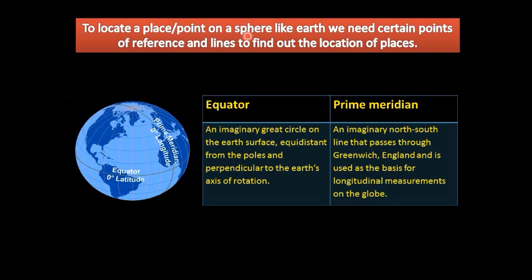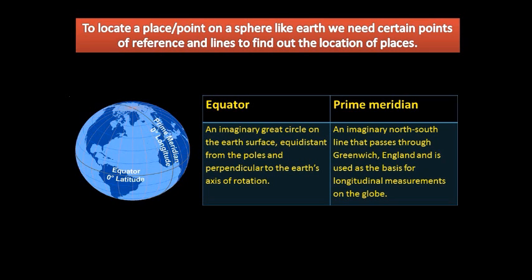To locate a place or point on a sphere like Earth, we need certain points of reference and lines to find out the location of places. Some of the important reference lines are the equator and the prime meridian. So what does equator mean? It is an imaginary great circle on the Earth's surface, equidistant from the poles and perpendicular to the Earth's axis of rotation. It is the largest circle on the surface of the Earth. It divides Earth into two equal hemispheres, the northern hemisphere and the southern hemisphere.